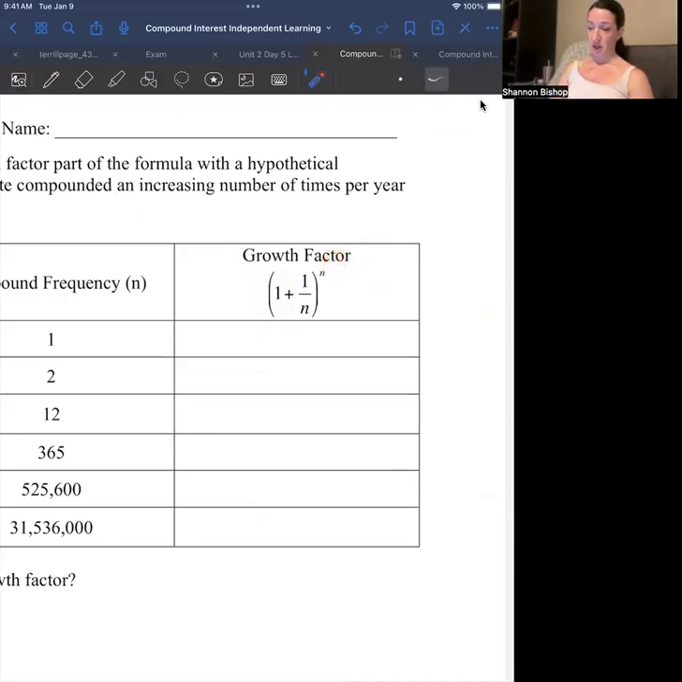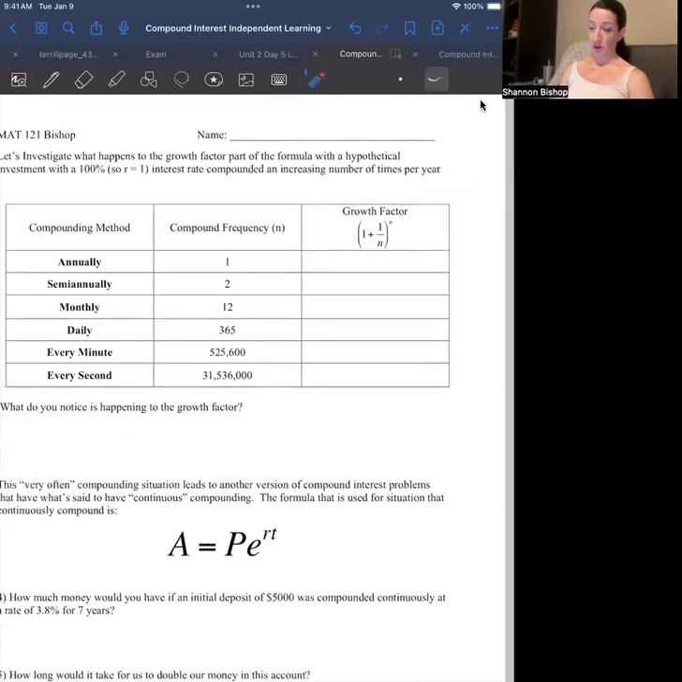The only difference here is, I admit, we are working under a hypothetical interest rate or percent rate of 100%. If the percent rate was 100%, then the R value would be 1. And that is what the very hypothetical thing is that we're looking at here. So other than that, I'm just going to plug in these values for N in both of these positions, and we're just going to record what we get.